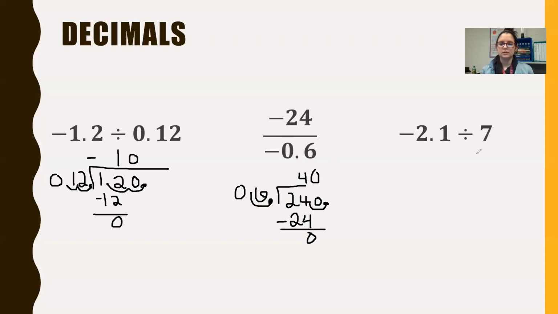And for the last one, -2.1 divided by 7. We don't have to move any decimal points. 7 will go into 21 3 times. 3 times 7 is 21. Subtract, we get a 0. The last thing we have to do is move our decimal point into our answer. And best math practices say put a 0 in the front. Now a negative divided by a positive gives us a negative answer, so this is negative 0.3. And that is how you divide rational numbers.